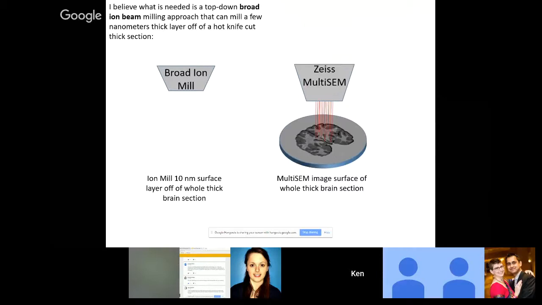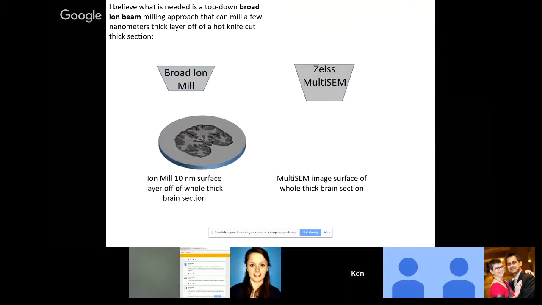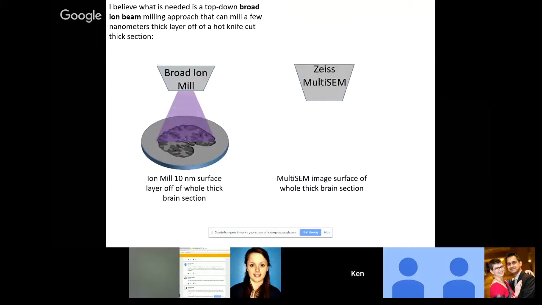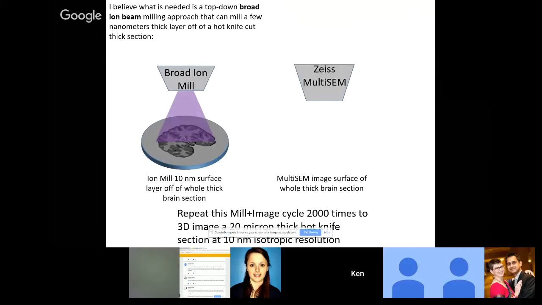The surface would be imaged in its entirety. And then it would be transferred back to perform more broad ion milling. And this cycle would be repeated up to 2,000 times across this 20 microns of depth in order to create a 3D image of this 20 micron thick hot knife section at 10 nanometer isotropic resolution.